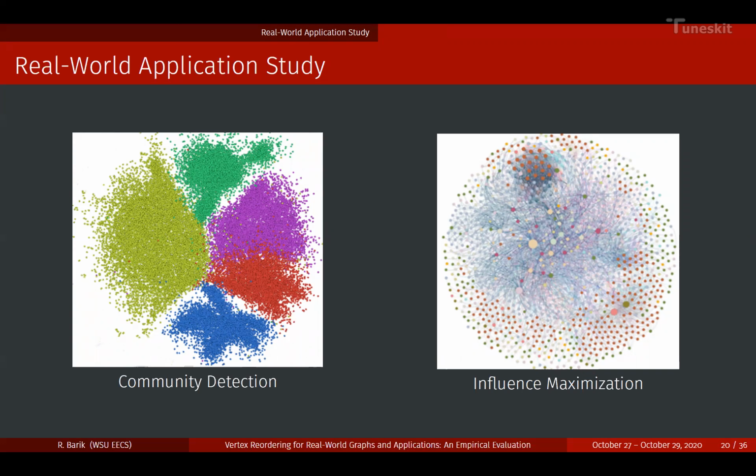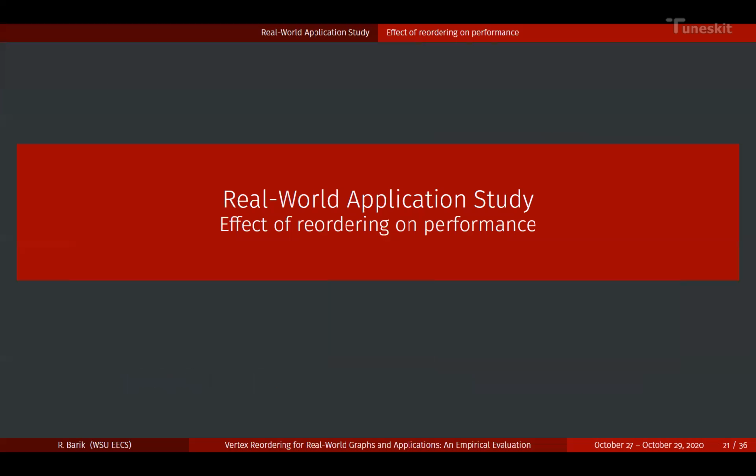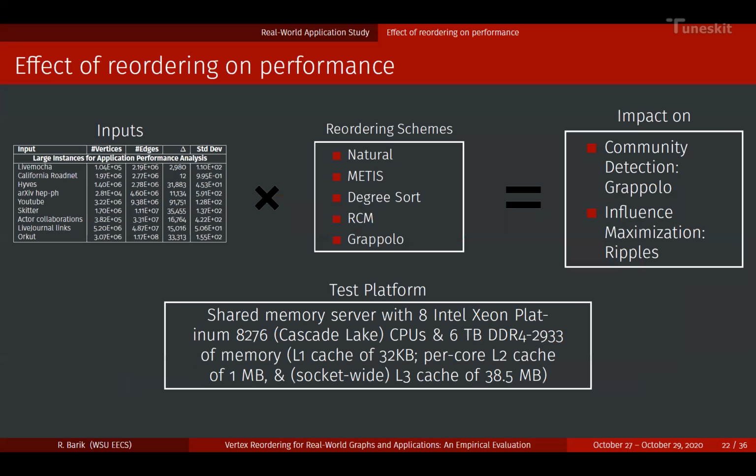Furthermore, they also encapsulate 2 different types of algorithms. Community detection represents the classic multi-level iterative graph algorithms, while on the other hand, influence maximization implementations entail running stochastic BFSs over the graph to collect samples. For this study, we use 9 large real-world graphs across 5 representative schemes and gauge their impact on the performance of community detection tool Grappolo and influence maximization tool Ripples.